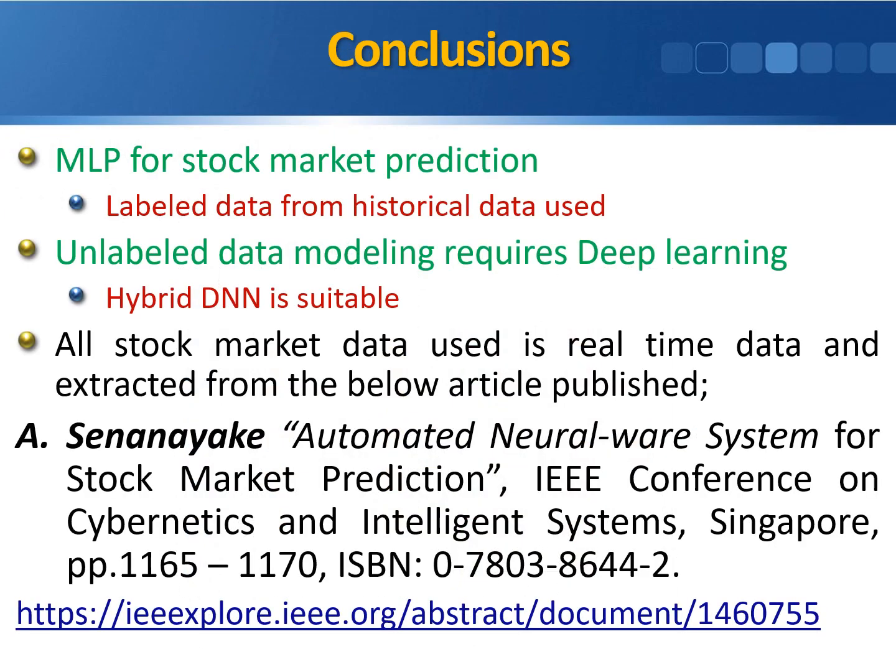So in conclusion, we managed to prove that MLP, multi-layer perceptron, can be used for stock market prediction as long as we have labeled data, meaning a full historical pattern set. But when uncertainties occur, we might not have labeled data. If we have unlabeled data, we might need deep learning, as machine learning techniques might not work. Therefore we have to use hybrid deep neural networks.